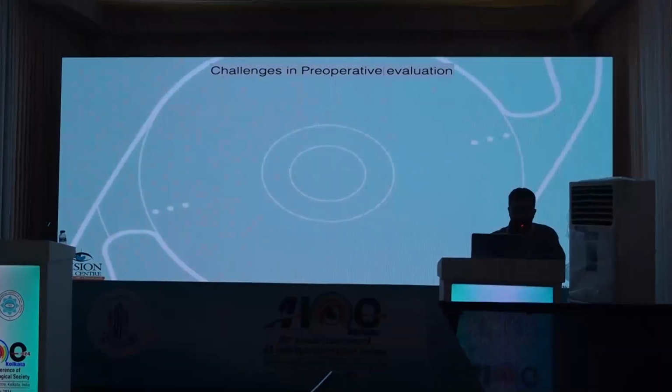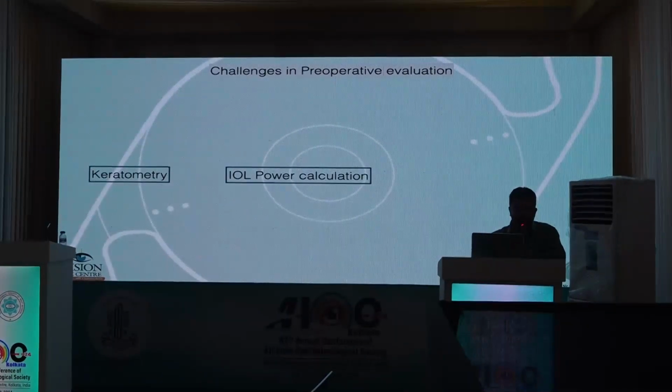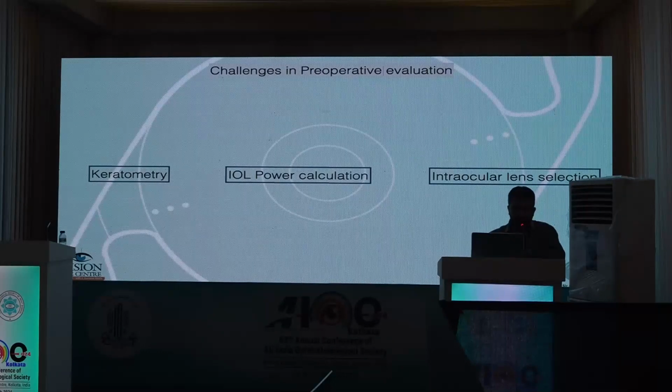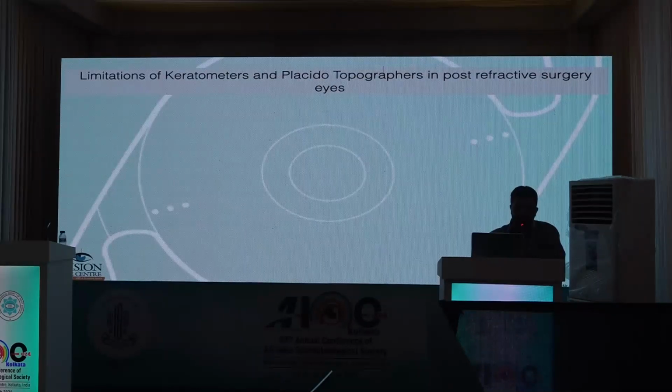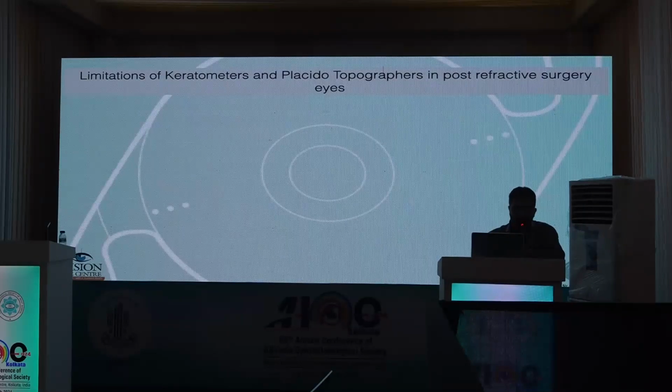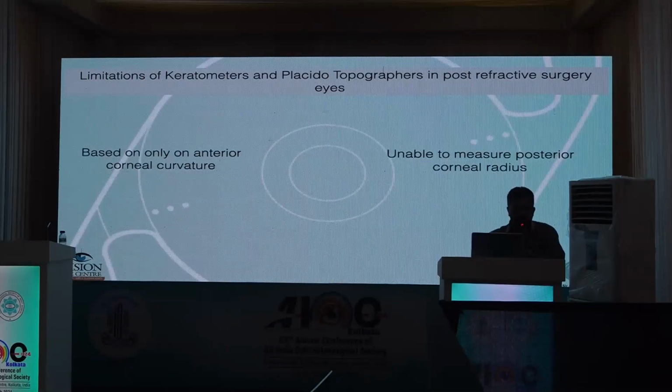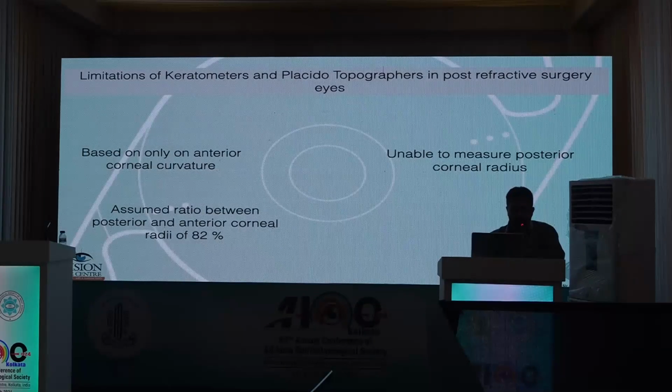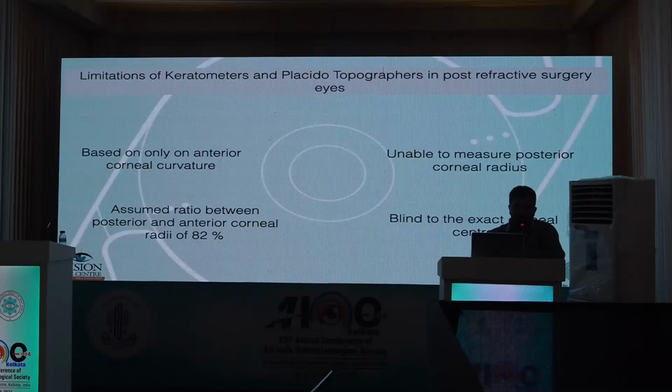So essentially the challenges that you have in these eyes pre-operatively are to get the keratometry right and subsequently the IOL power calculation. Then you have the next challenge of choosing the intraocular lens you're going to be implanting. The limitation that your keratometers, placido topographers, and some of the optical biometers have here is that they're essentially measuring only your anterior corneal curvature. They're not measuring the posterior corneal curvature. They are assuming a ratio between the two, and they're also blind to the exact center of the cornea, and they're also extrapolating that information.